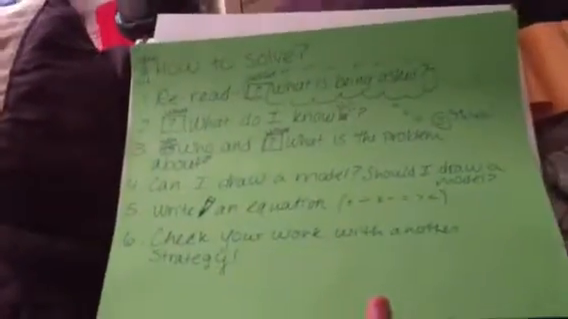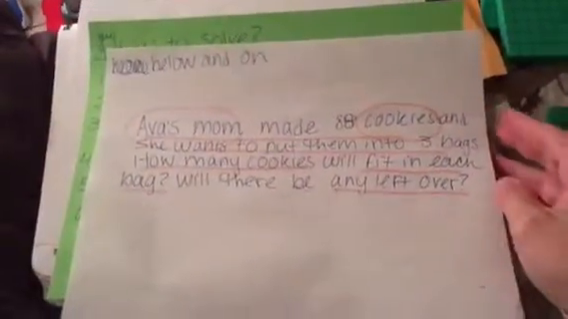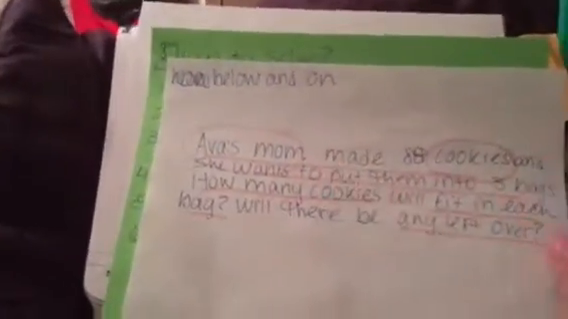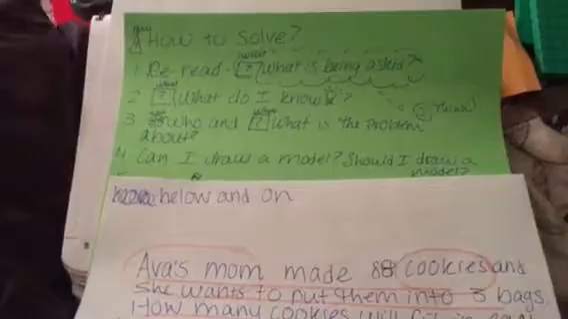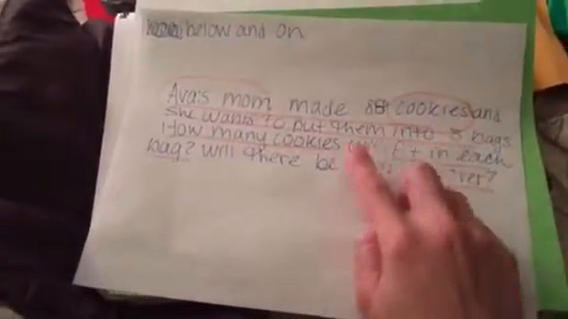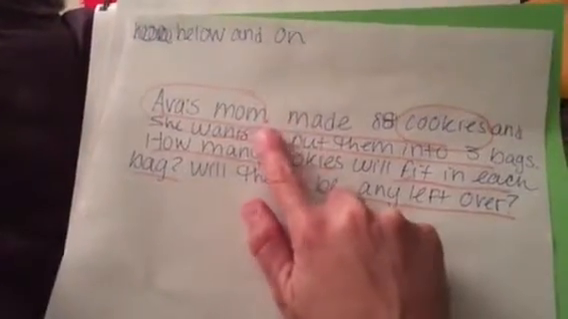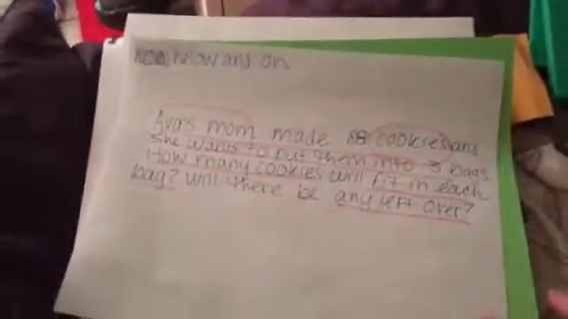So the first thing we're going to do after you have reread is to think about what you know. We know that Ava's mom is making cookies. We know that she has made 88 and she wants to put them in 3 bags. Our next step is, what is our problem about and who? It's about Ava, once again, and about the cookies. Not Ava specifically, I apologize. Ava's mom. Because if you get that wrong on an exam, you say Ava when it's Ava's mom, you're going to get points marked off. So it's about Ava's mom.